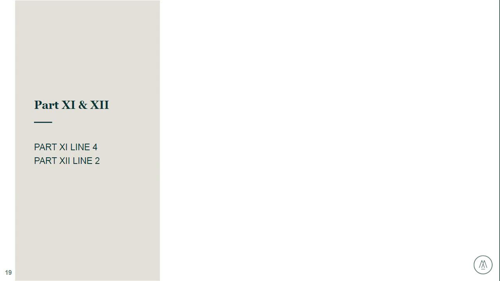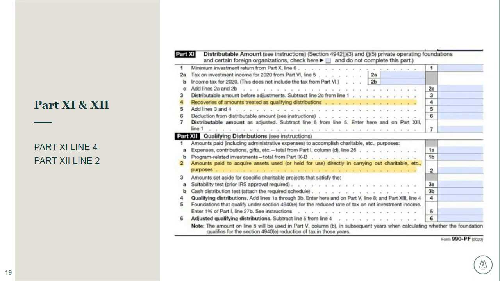All right, parts 11 and 12. This continues along the path to calculate that minimum distribution requirement. Part 11, distributable amount. This is calculating, based on all the different numbers on the return and the pages we've gone through to this point, what do you have available that could be distributed?